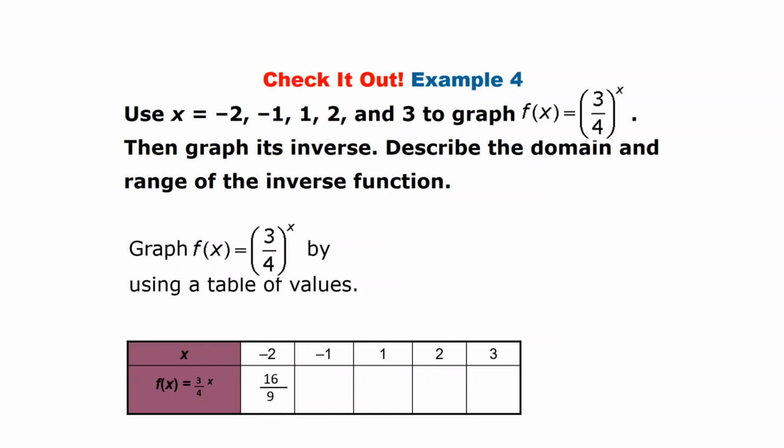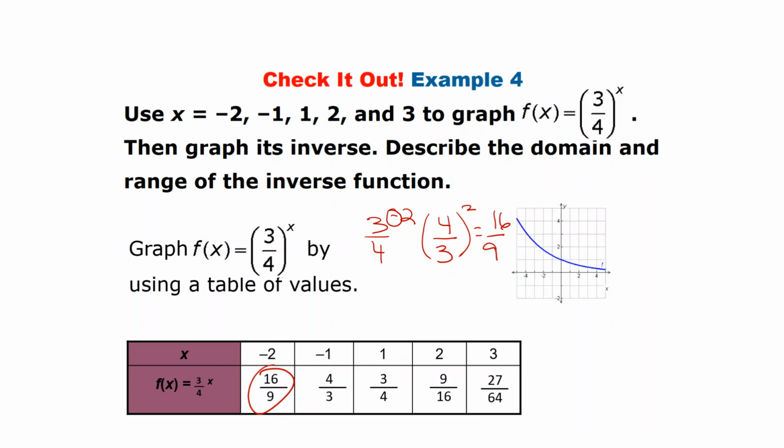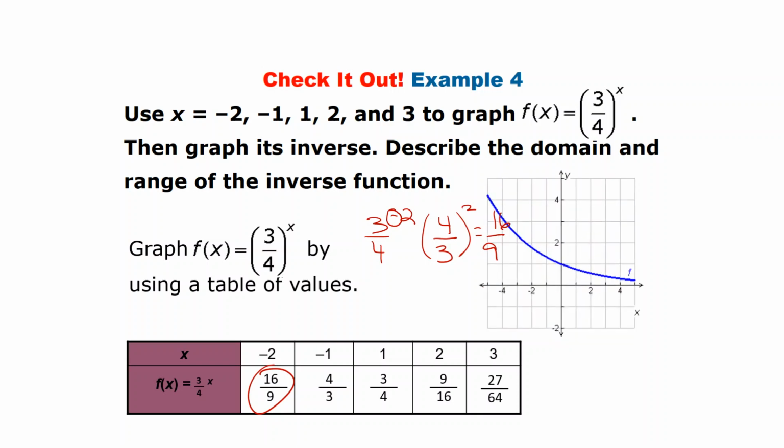we get the following. So let's just review what this said. We took 3/4 to the -2 power. Remember, -2 means to take the inverse, so it's going to be 4/3, and then we're going to square that, so that's going to be 16/9, and that's how I got this answer here. All right, and then when you do all of them, here they are. Plotting it on a graph is going to look like this.